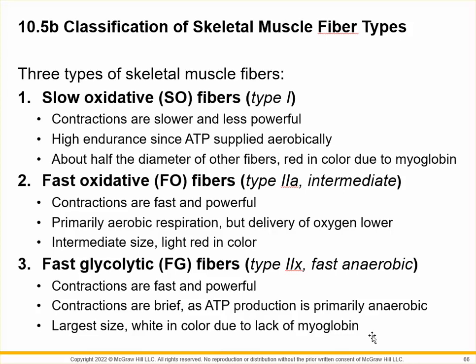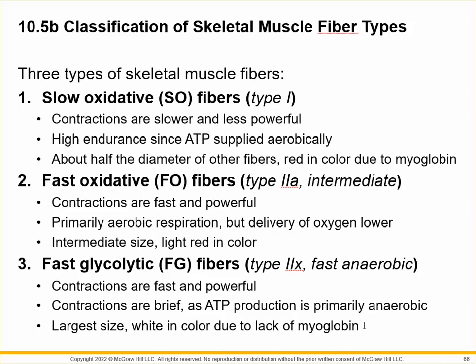They have less myoglobin. The fast glycolytic fibers, you get fast and powerful contractions. The contractions are brief, they're large fibers because they're so powerful. You don't need to diffuse oxygen into them, so they can afford to be large, and they lack myoglobin, so they're white in color. So these are the fast glycolytic fibers. So turkey breast meat is fast glycolytic, and turkey leg meat is slow oxidative, predominantly.